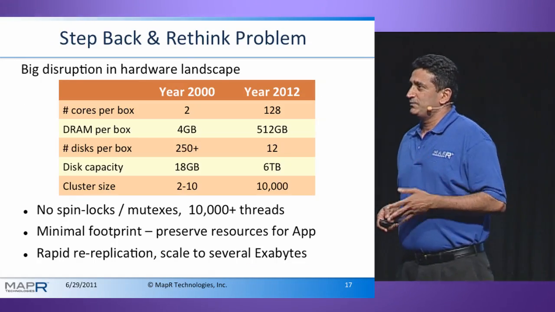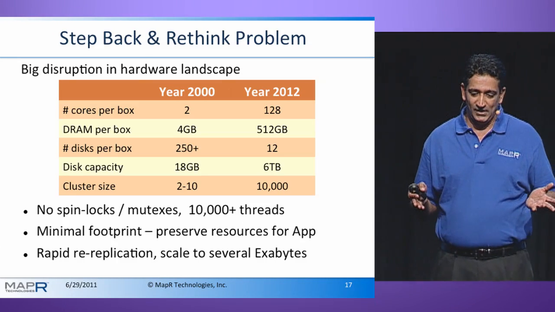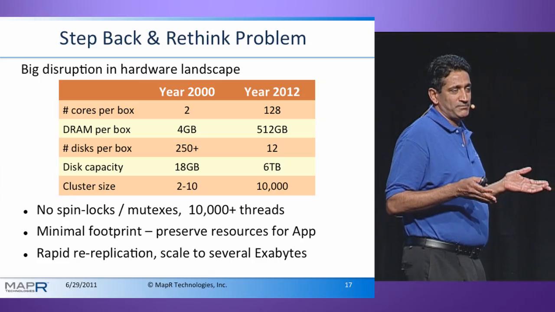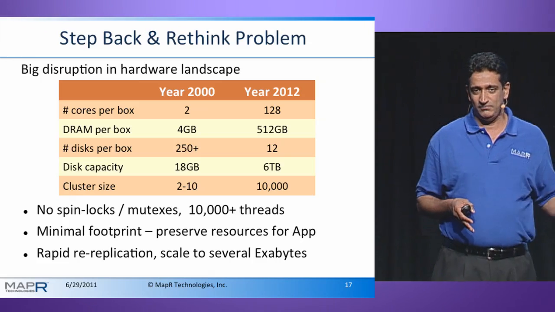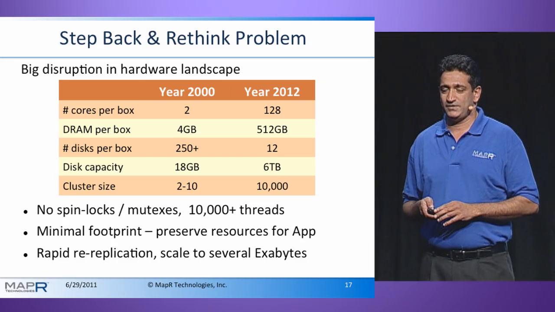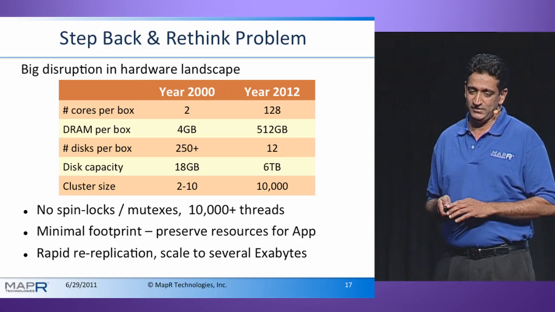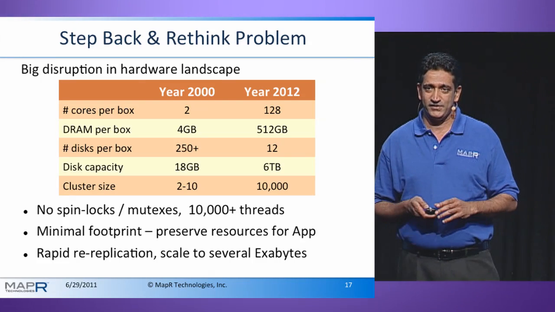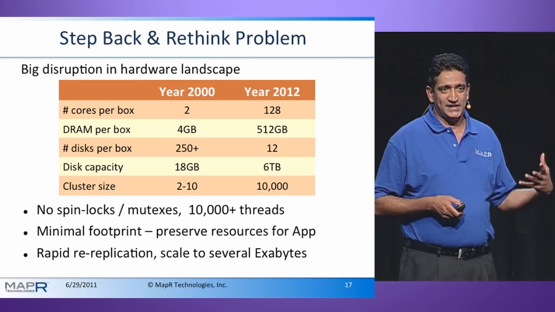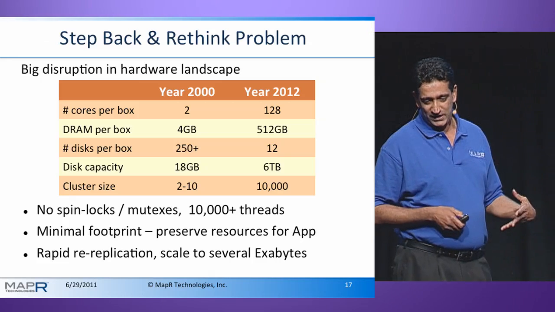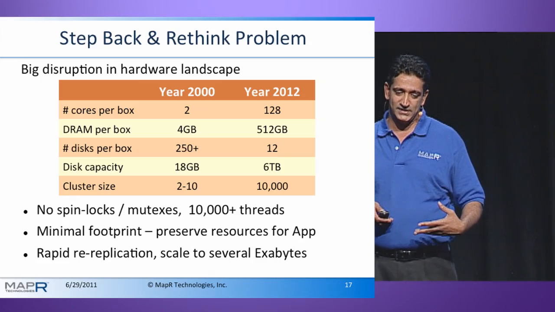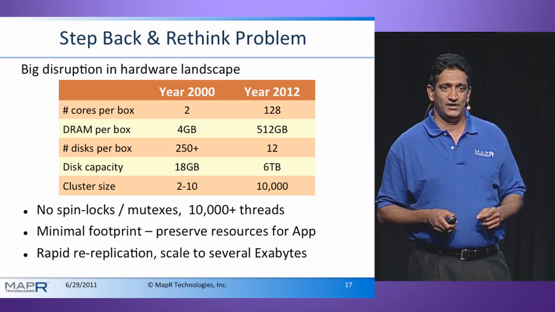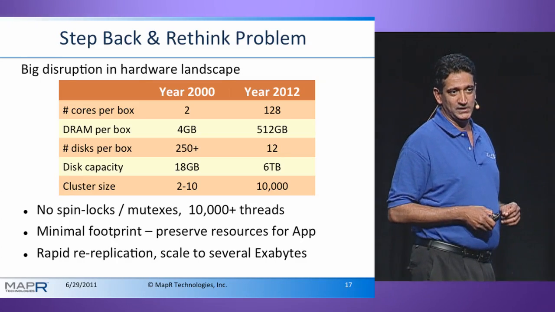So the next thing we looked at was how to actually implement this. And we stepped back and said, hey, there's been a big hardware disruption here. Everything has gone 100x or larger in the last 10 years. 128 cores are common. 10,000 nodes in a cluster are going to be common. So how do we design something that has no spin locks and no mutexes? We need about 10,000 threads per process. For example, you take a snapshot. You're going to contact all 10,000 nodes, and you need that many RPCs outstanding at once.